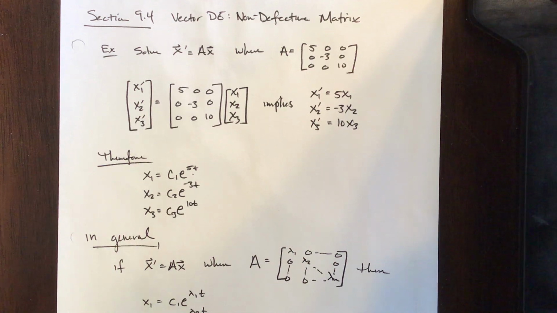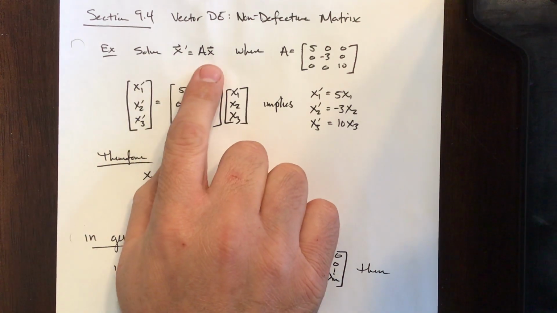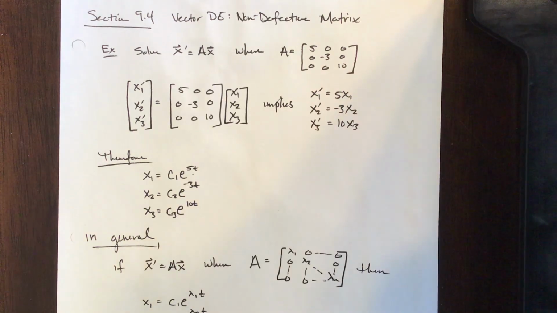And finally, we're here to section 9.4, the section we've all been waiting for. How to solve systems of differential equations when A is non-defective. In other words, it's diagonalizable. So let's look at x prime equals Ax, where A is a diagonal matrix.